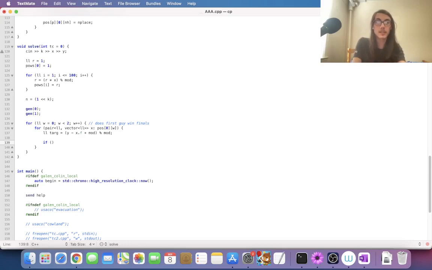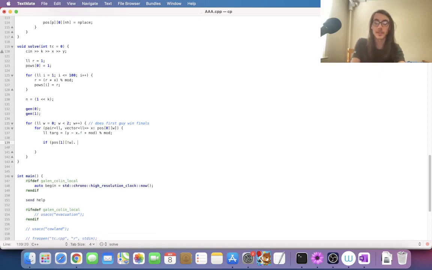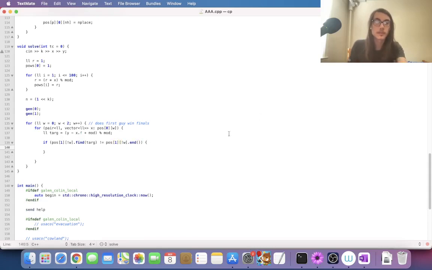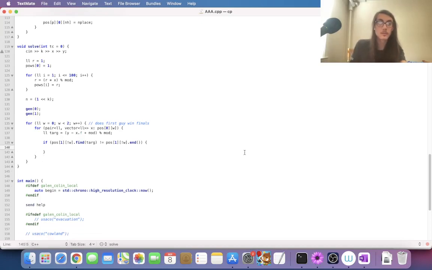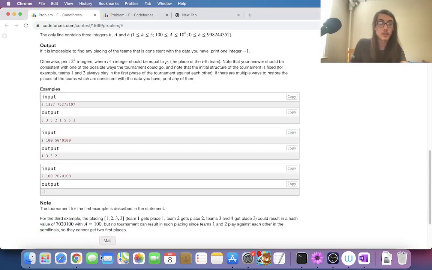So now we're going to say, if pos 1 not w, saying the other side where they don't win finals, I don't know why, just that condition makes no sense. Dot find targ is not equal to that dot end. There we're good. See x dot second pos 1 not w. Otherwise you print -1. Yeah.